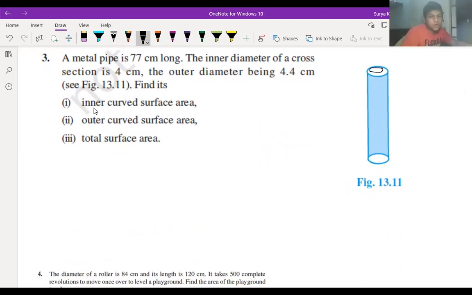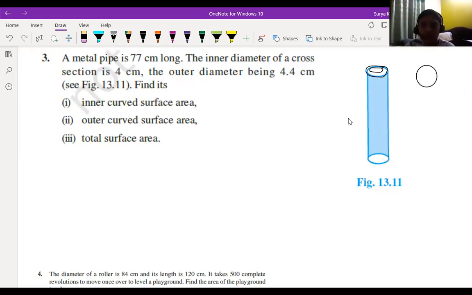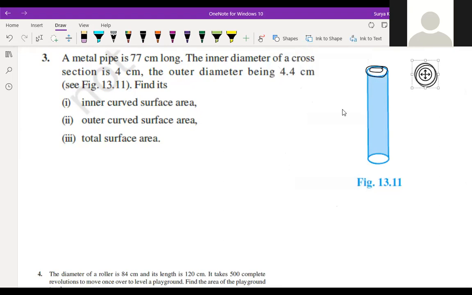It's a hollow cylinder. It has 2 radii. If you see it from the top, it will look like a double circle.